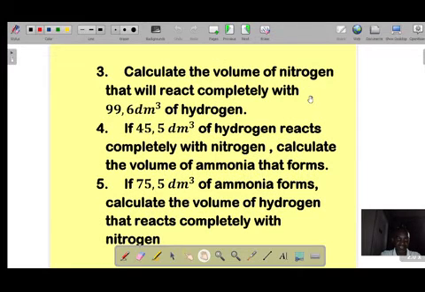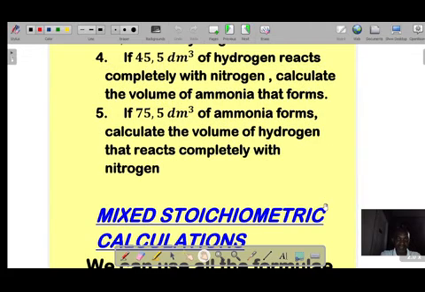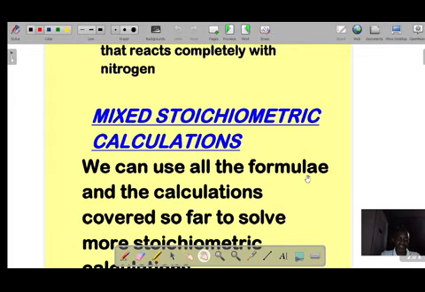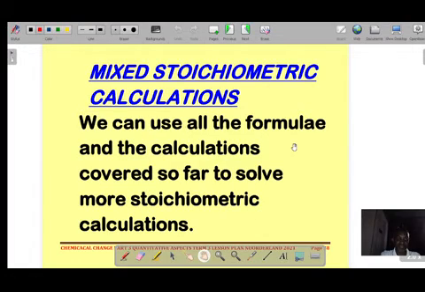Okay, hope you see it, and then let us proceed. Alright, once again, whatever we have done so far, we can do with mixed stoichiometry calculations and see how we can solve with more calculations. Let us proceed.